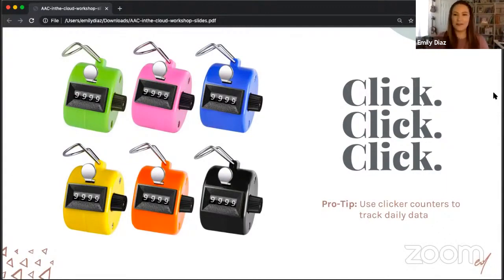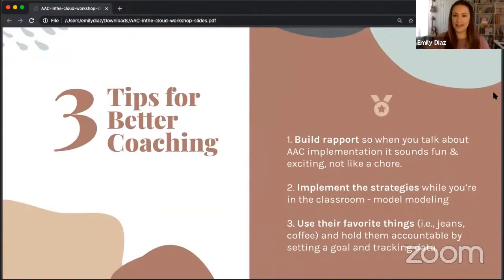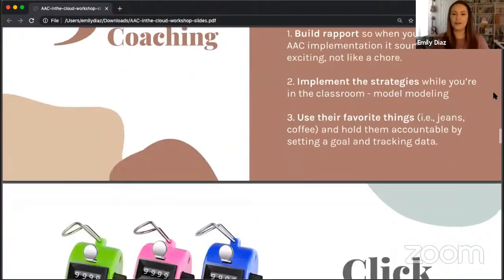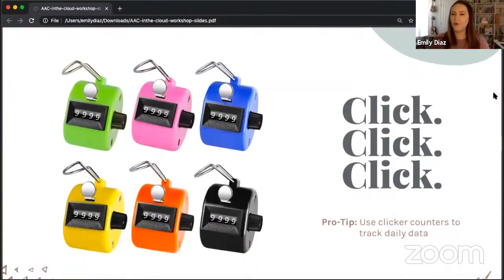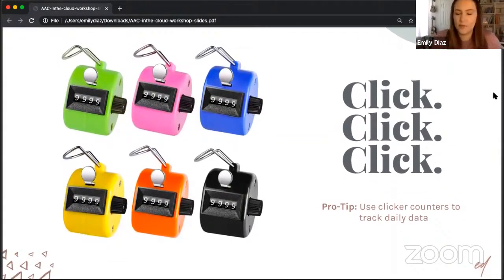And this is the part that I'm talking about when I say use their favorite things and keep them accountable by setting a goal and tracking data. Clicker counters are how you're going to track the data. The goal that you set may vary. We know as AAC SLPs that the research shows 200 model opportunities per day lends itself to communication growth for AAC users. So if you want to start setting a goal of 200 models a day, great. A lot of my teachers can't start there, so we start a little bit smaller.